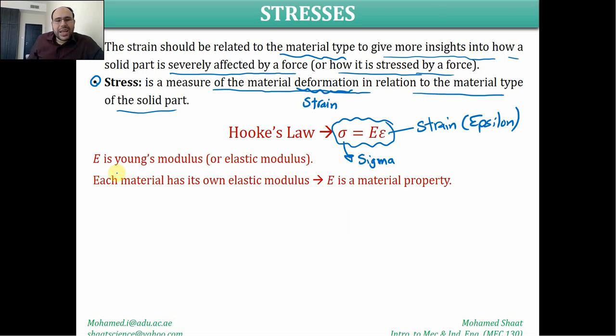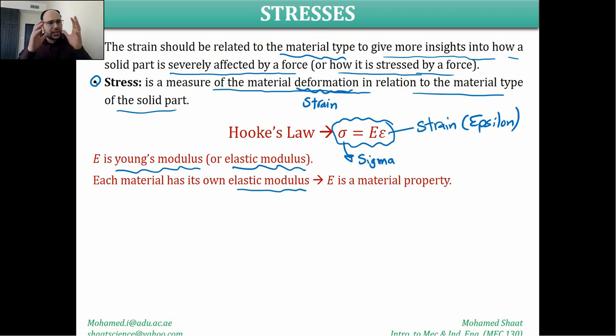So what is E? This is known as the Young's modulus or the elastic modulus, and this is a material constant. So what is a material constant? Every material has its own elastic modulus. So it is like a signature of this material. Like, for example, yourself, you have your own name, you have your fingerprints. The same thing, this is like a fingerprint of this material.